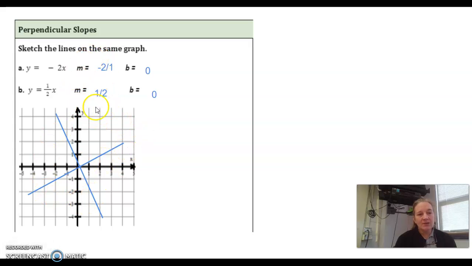The way the slopes work on a perpendicular slope is you flip it and then you change the sign. So I originally had negative 2 over 1. So I put the 1 on the top and the 2 on the bottom. You guys should remember this from algebra, by the way. And then I take the negative sign away, or I put a negative sign on. If it's already negative, I make it positive. If it's positive, I make it negative. Okay?